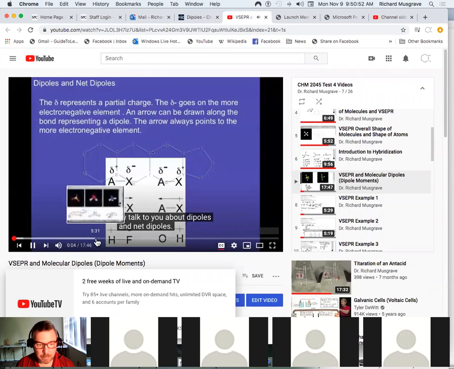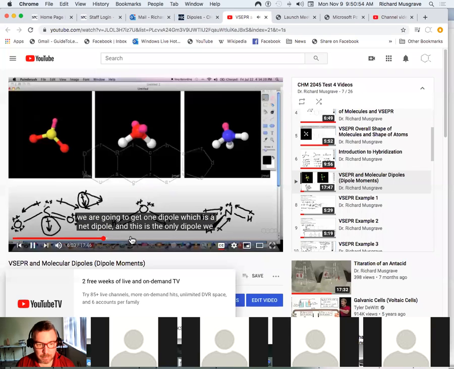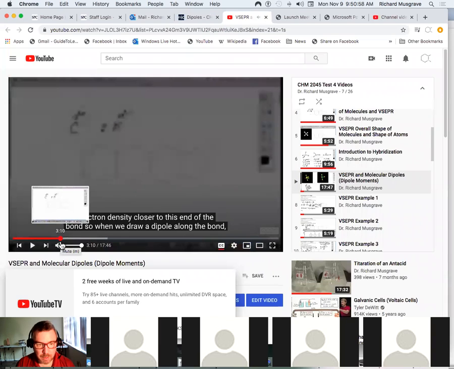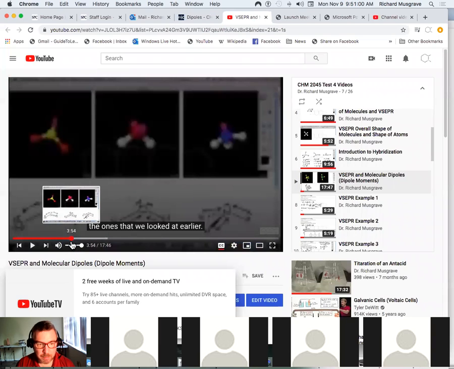Okay. I talked to you about dipoles and net dipole, the only dipole we're going to see. Okay, so let's see. So I go into a bit of a blurb here about what dipoles actually are. And now this is where I start to explain how to add the dipoles together in three-dimensional space, which is really helpful for the whole point of this.